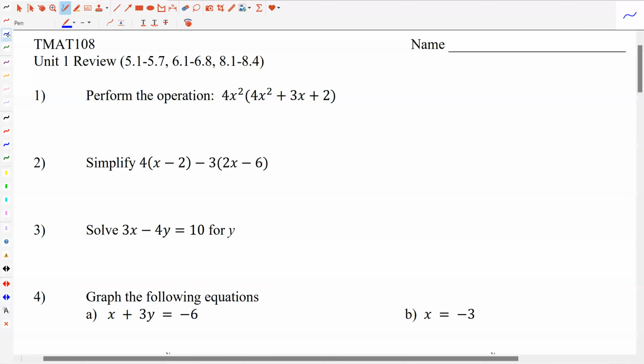So the first question says perform the operation, and then it has 4x squared and then parentheses 4x squared plus 3x plus 2. So that 4x squared that's sitting outside the parentheses needs to multiply by the polynomial on the inside. So we're going to distribute that 4x squared. The first distribution is 4x squared times 4x squared.